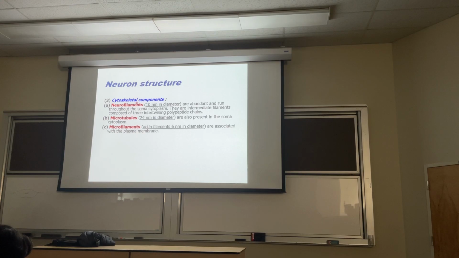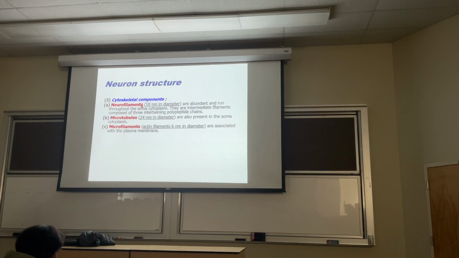We have 3 different types of cytoskeletal components in the neurons. We have neurofilaments, which are intermediate in size. We have microtubules, which are the largest in size. This is nanometers, as you can see. And we have microfilaments, which are actin, and that's the smallest in diameter.